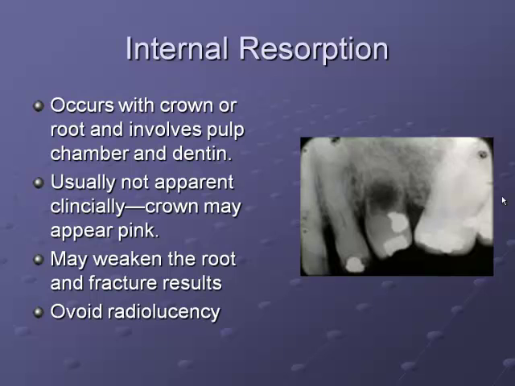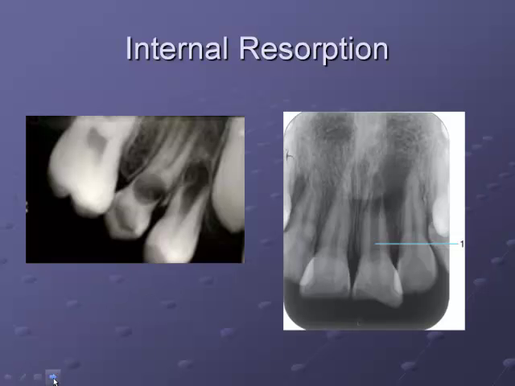Internal resorption occurs with crown or root and involves the pulp chamber and dentin. It's usually not apparent clinically, and the crown may appear pink. It may weaken the root so that fracture results, and an ovoid radiolucency appears. These radiographs depict internal resorption, which appears as a radiolucent widening of the root canal, representing the resorption process taking place from the inside out.